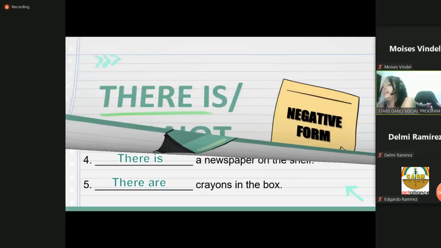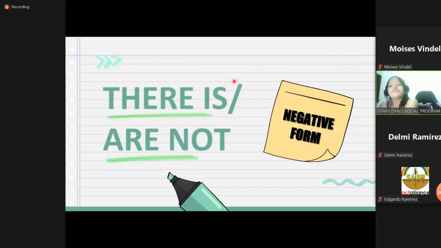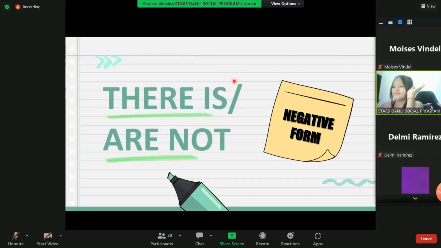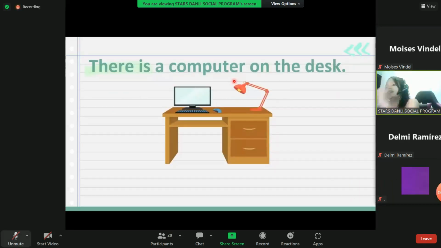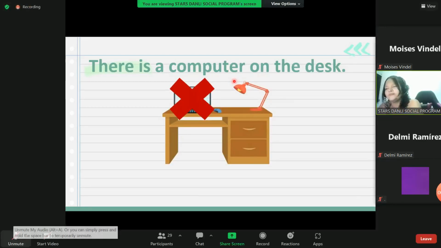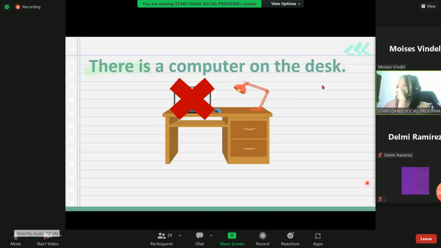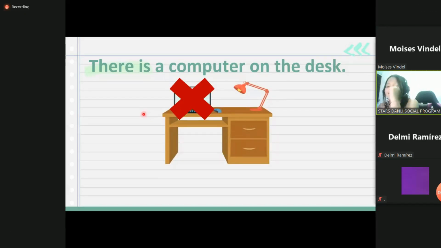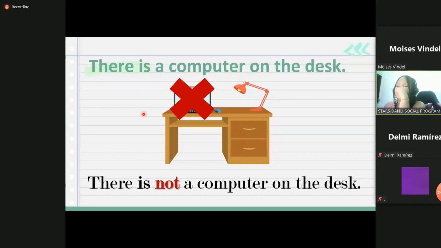Now, let's talk about the negative form. In this case, here we have some examples. It says there is a computer on the desk, okay? Pero ¿qué pasa si ahí no hay nada? ¿Cómo lo podríamos negar? There is not a computer on the desk. Excellent. We say there is not a computer on the desk.